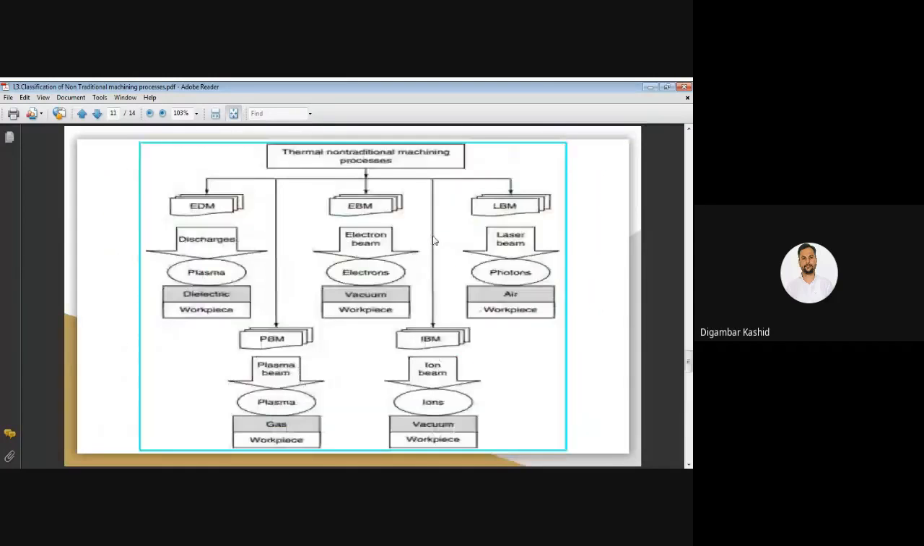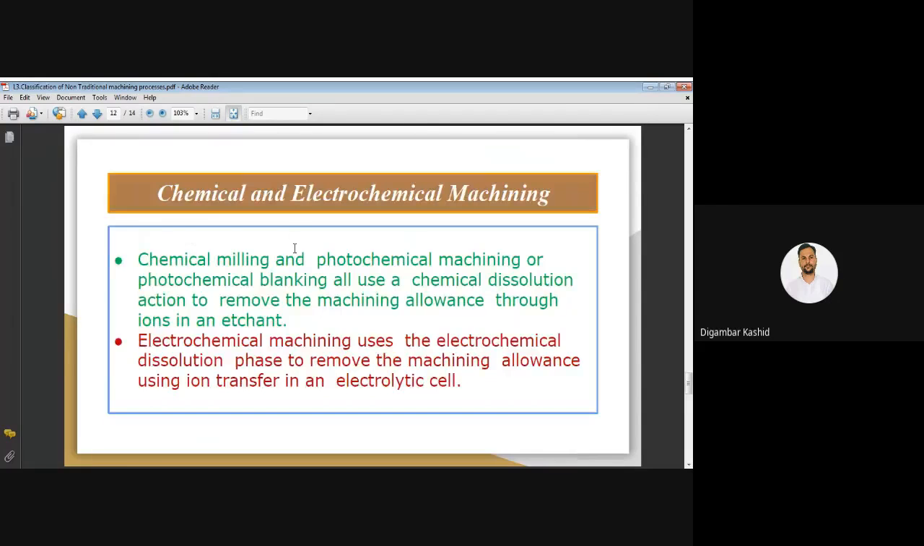Now in the next lecture we'll discuss them one by one. Sorry, first we will go for the differences and then we'll go for the overview.